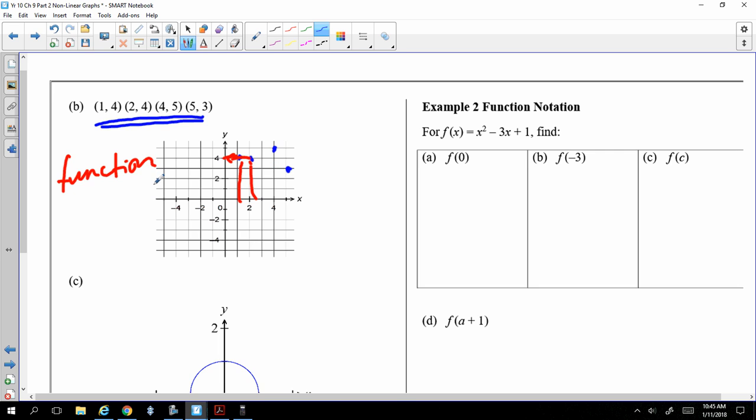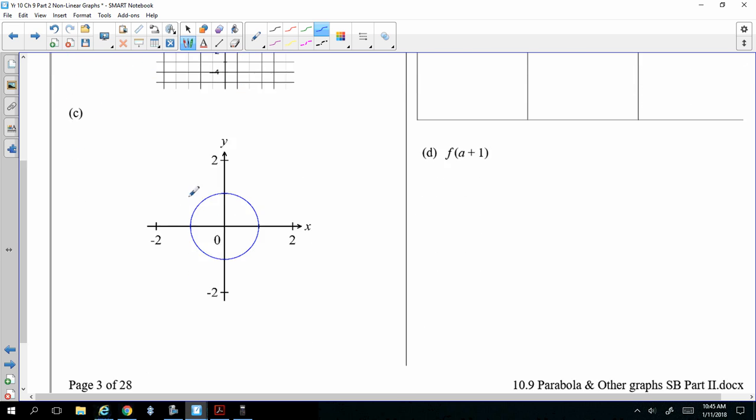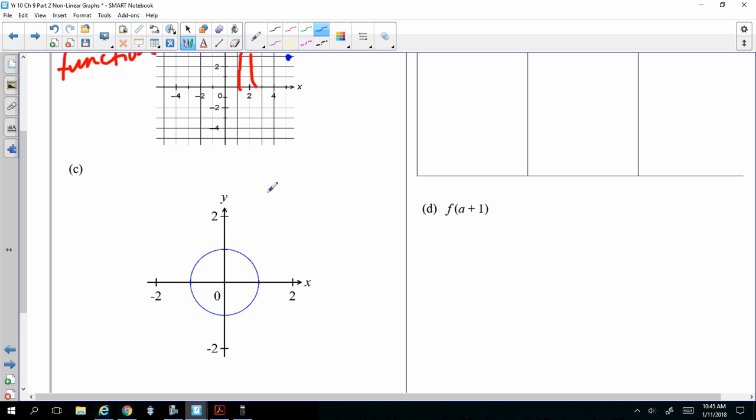Okay, let's look at the next one. Is this a function? No, because it fails the vertical line test. It crosses twice. So if it's not a function, we call that a relation.